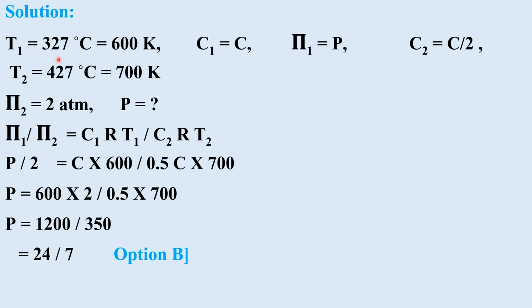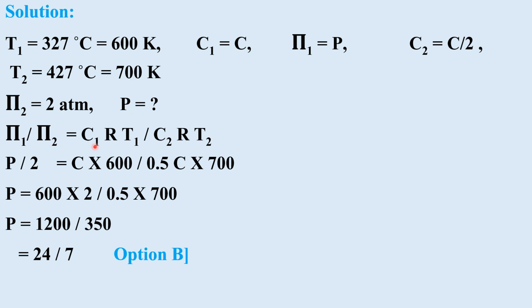T1 is given as 327 degrees Celsius. In terms of Kelvin, it will be 600 Kelvin. C1 is given as C, π1 is given as P, C2 is given as C by 2, T2 is given as 427 degrees Celsius. In terms of Kelvin, it will be 700 Kelvin. π2 is given as 2 atmosphere and we have to find out the value of P.